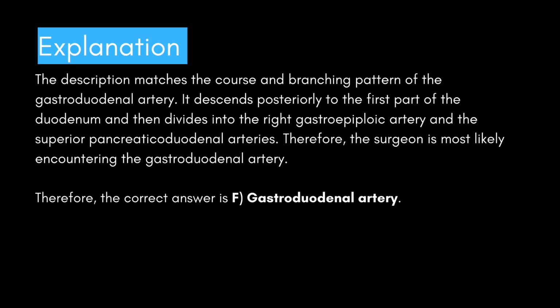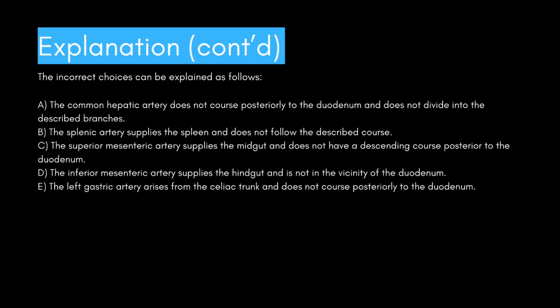Let's go ahead and take a look at why the other answer choices are incorrect. The common hepatic artery does not course posteriorly to the duodenum and does not divide into the described branches. The splenic artery supplies the spleen and does not follow the described course. The superior mesenteric artery supplies the midgut and does not have a descending course posterior to the duodenum. The inferior mesenteric artery supplies the hindgut and is not in the vicinity of the duodenum. The left gastric artery arises from the celiac trunk and does not course posteriorly to the duodenum.